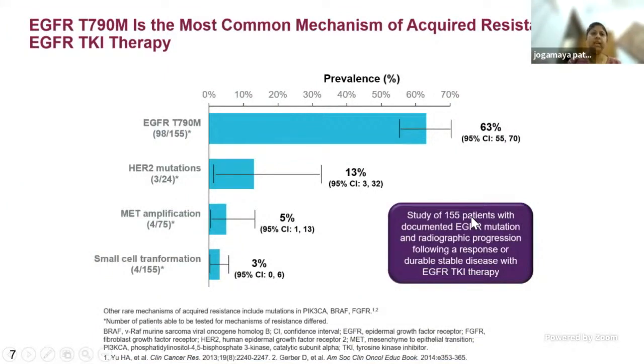The EGFR T790M mutation is the most common mechanism of acquired resistance to EGFR TKI therapy. Almost 63% of patients who have been exposed to a first line EGFR TKI develop the T790M mutation, and this is the reason the first line TKI stops working. Other mechanisms are HER2 mutations, MET amplification, and transformation into small cell lung cancer, which occurs in 3% of the cases.